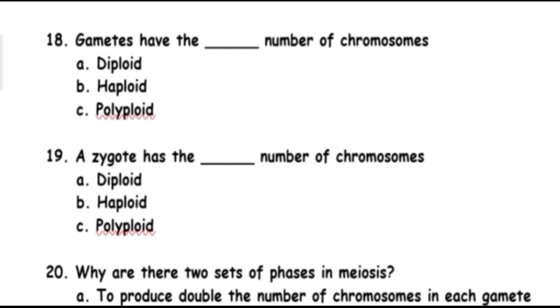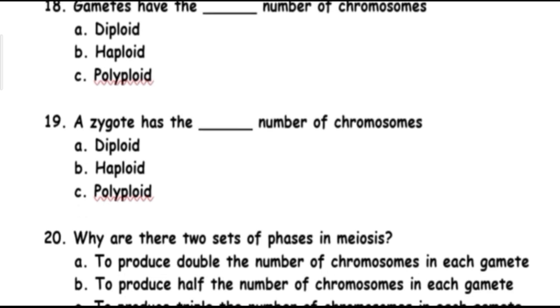Next, a zygote has blank number of chromosomes. A zygote has a diploid number of chromosomes because a zygote is a fertilized egg cell. So when you say fertilized egg cell, there is already one sperm cell inside. The egg cell has 23 chromosomes and the sperm cell has 23 chromosomes. So 23 plus 23 is 46 chromosomes, which is the normal number of chromosomes for a human cell. So a zygote already has life, because it's a human cell.